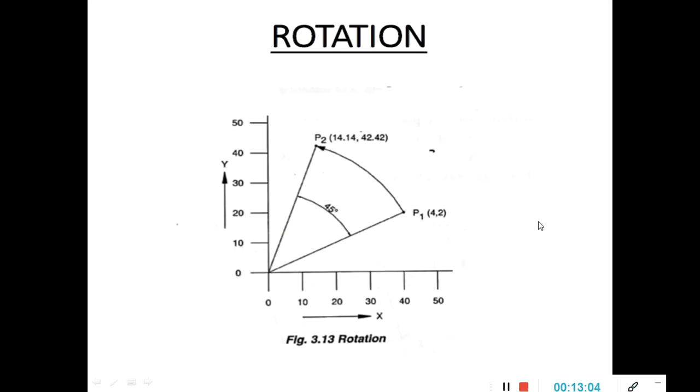And the last one is known as rotation. As the name indicates, rotation means changing the angle of that particular component or part, changing the angle along with the coordinates. Changing the angle with the coordinates is known as rotation. Now initially the line P1 has the coordinates 4 and 2 in the x and y coordinate system, and it can be changed through 45 degrees to new coordinates 14 and 42. In this way, the 3 different operations, scaling, translation and rotation, can be accomplished.